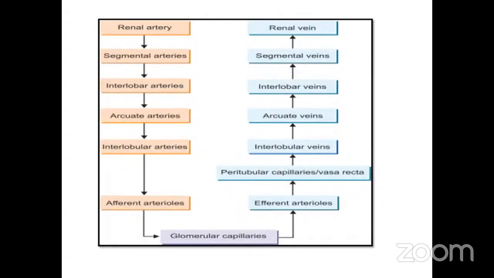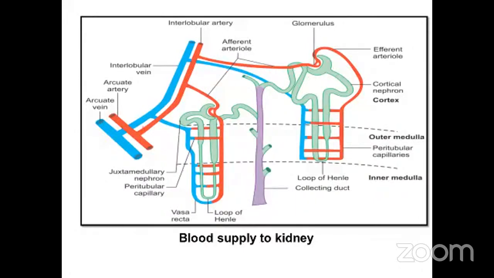Again, renal artery, segmental arteries, interlobar artery, arcuate arteries, interlobular arteries, to the afferent arteriole. Afferent arteriole to the glomerular capillaries. Forms efferent arterioles, peritubular capillaries or the vasa recta, then interlobular veins, arcuate veins, interlobar veins, segmental veins, and the renal vein. You see the picture again. So this is the vasa recta. This is the formation of the interlobular vein, and the blue color is the vein. So this is the blood supply to the kidney.